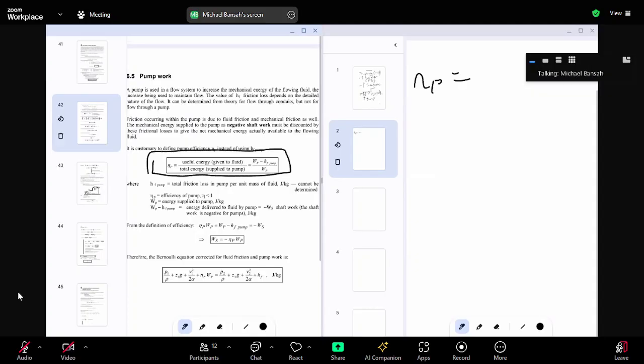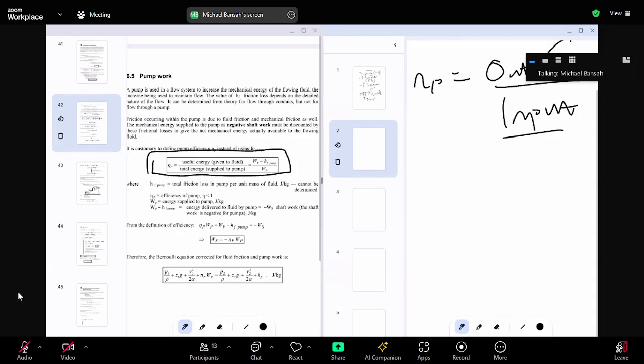So the efficiency of the pump is given by this. We can see that useful energy, that's the energy given to the fluid, okay? And the total energy, that's the energy supplied to the pump. So it's giving us output on input. So the energy given to the pump and how much work the pump was able to do with that energy. So the useful energy. Now, if you know this, I think you will be good to go when it comes to questions with pump work.